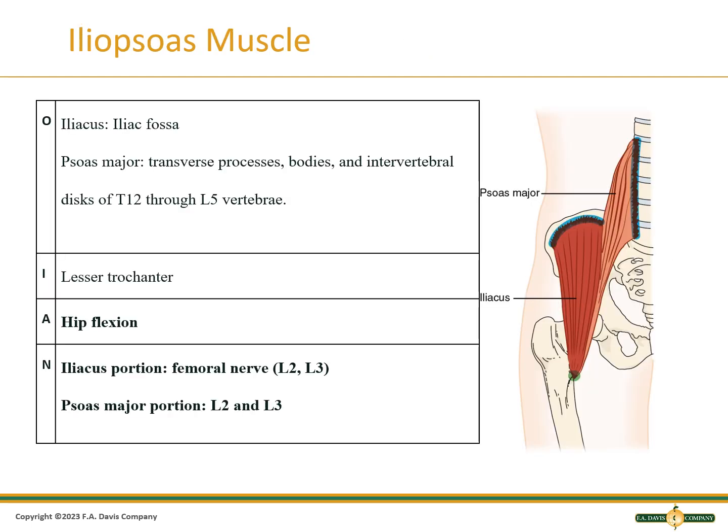Jumping on into the muscles. So iliopsoas is the first that we'll kick off with. What I need you to know about iliopsoas is that it is the fusion of psoas major and iliacus together to form iliopsoas. So that is where the name comes from, a portion of each of those muscle names. They come together to have a common attachment on the lesser trochanter. Iliopsoas is responsible for hip flexion and is innervated by the femoral nerve.